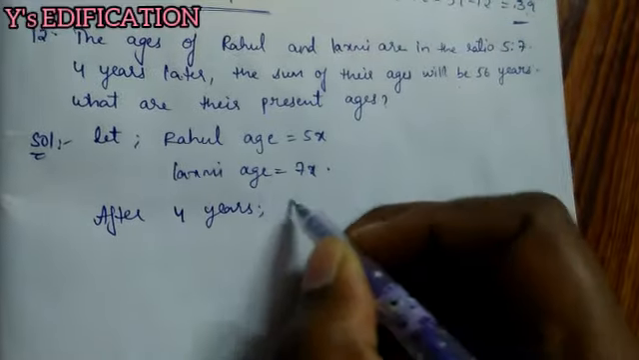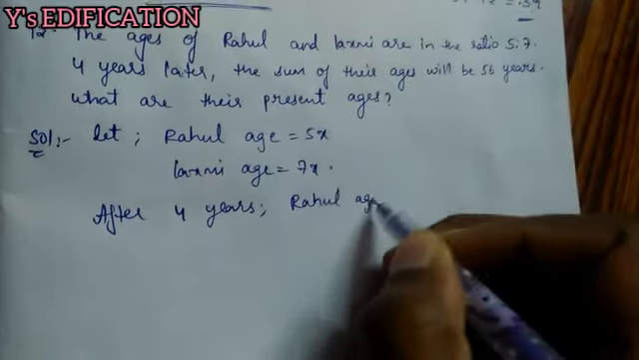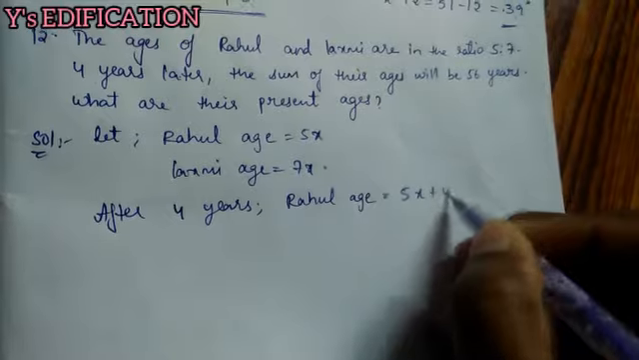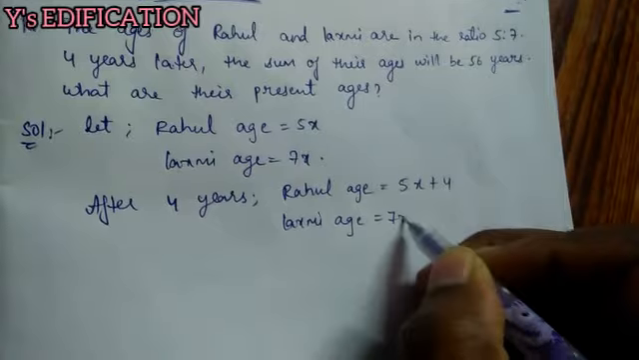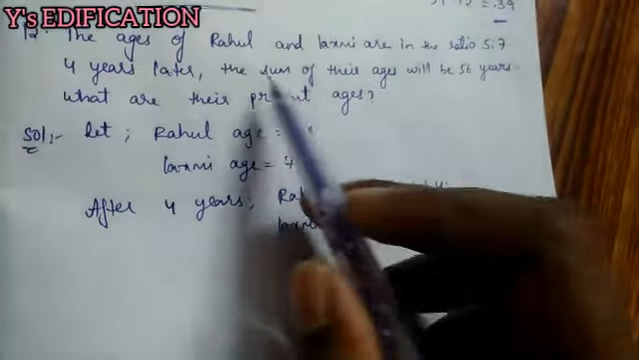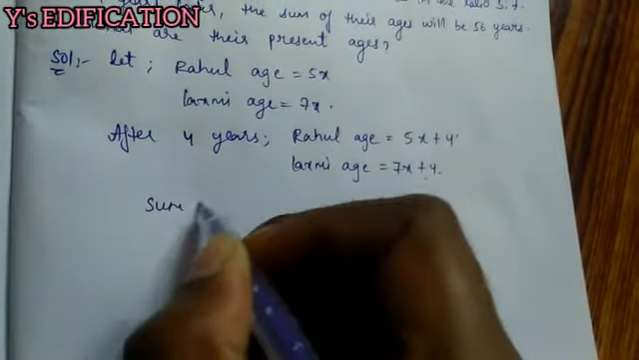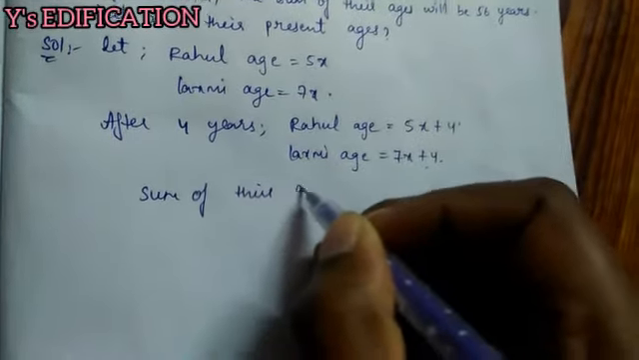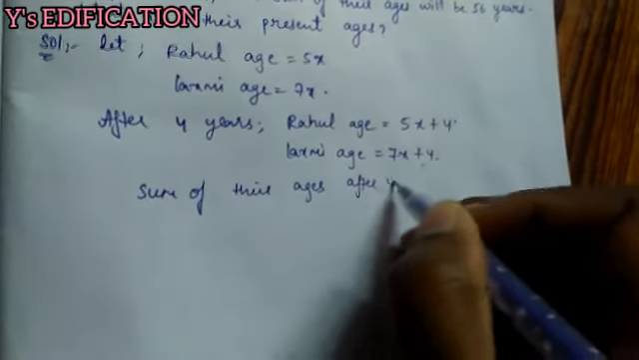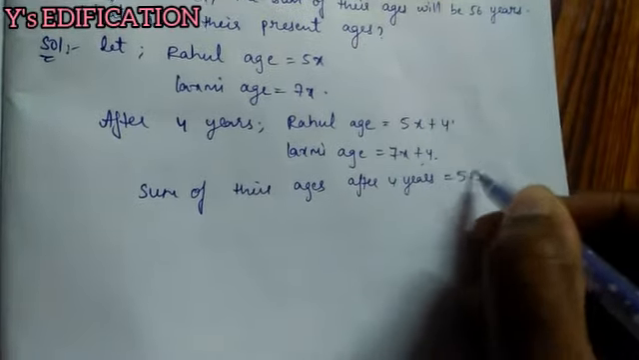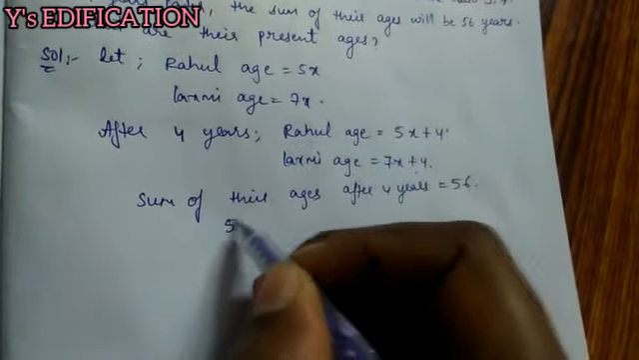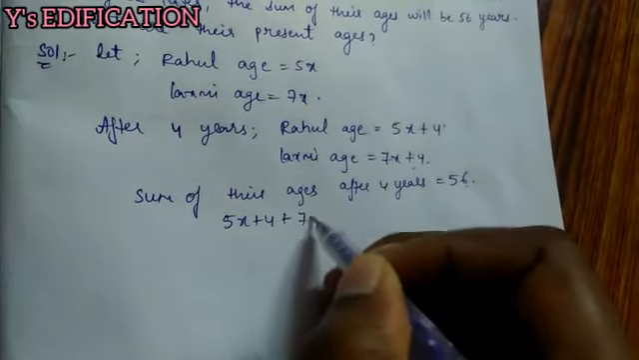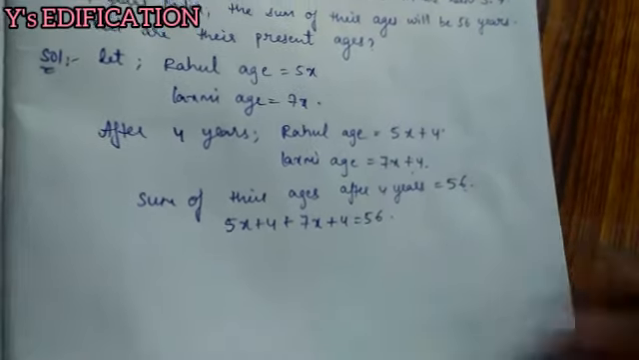After 4 years, Rahul's age is equal to 5x plus 4 and Lakshmi's age is equal to 7x plus 4. When we add these two, the sum of the ages will be 56. So the sum of their ages after 4 years is 56, and we have to add these two and equate to 56. So 5x plus 4 plus 7x plus 4 is equal to 56.